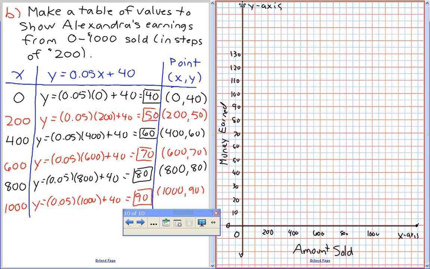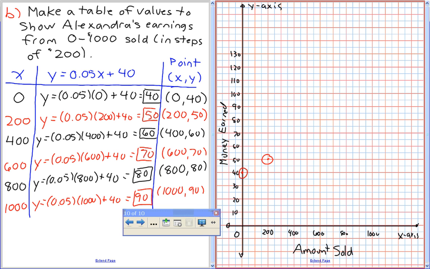Okay, so the first point is going to be x is 0, y is 40. Okay, can I get somebody to be brave named Jessica? What does that actually mean, 0 and 40, in English? Yeah, so what happened was, if she sells $0 of merchandise for the week, she still gets $40. That's pretty good. Right? The next one's going to be 200, 50.